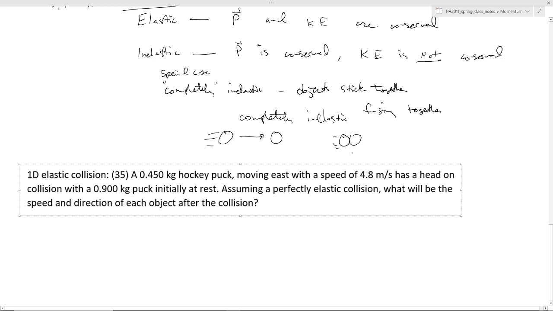A 0.45 kilogram hockey puck moving east with a speed of 4.8 meters per second has a head-on collision with a 0.9 kilogram puck initially at rest. I don't know how we get hockey pucks of different masses. It seems kind of silly, but in any case, assuming a perfectly elastic collision, what will be the speed and direction of each object after the collision?